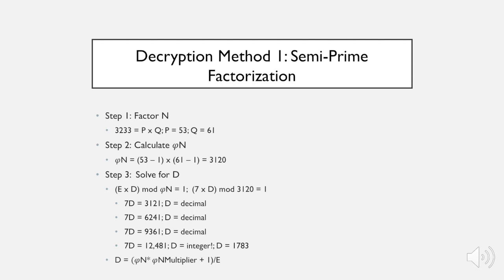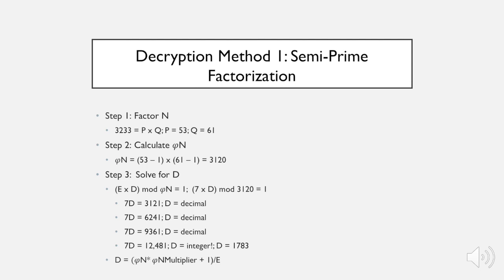The message interceptor must factor the semi-prime number n into its constituent factors p and q. In our example, n is equal to 3,233, and we can calculate its factors to be 53 and 61 through a little trial and error. Then, the message interceptor can plug the values of p and q into the expression p minus 1 times q minus 1 to find the phi of n, which in our example is equal to 3,120.